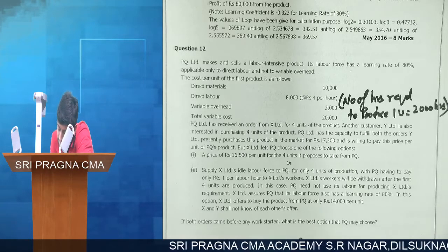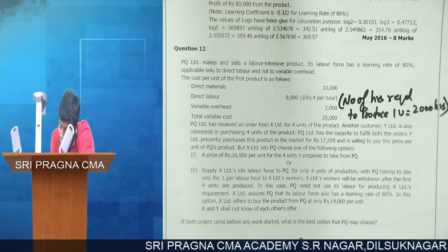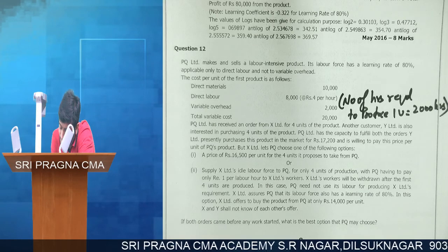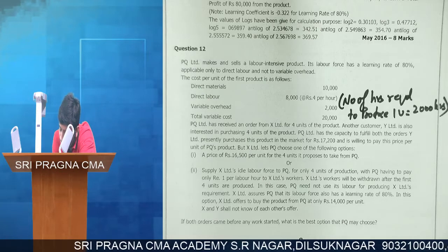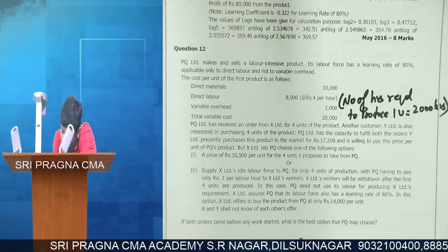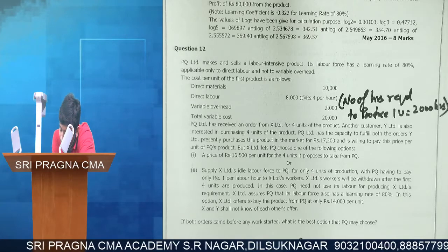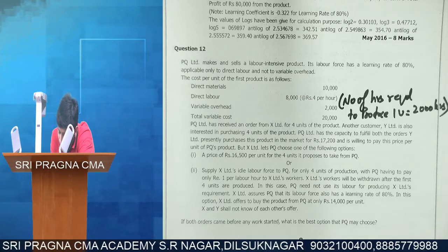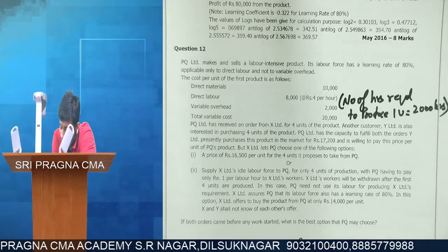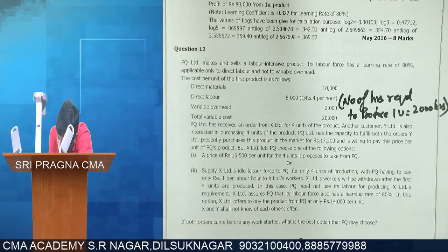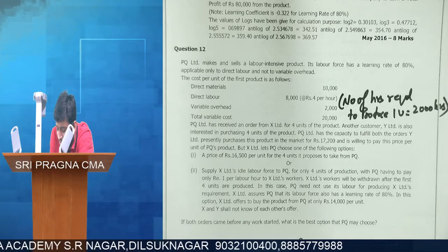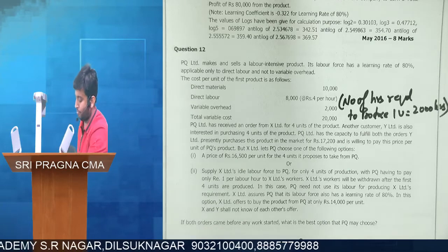X Limited workers will be withdrawn after the first 4 units are produced. In this case, PQ need not use its labor for producing X Limited's requirement. X Limited assures PQ that its labor force also has a learning curve of 80%. In this option, X Limited offered to buy the product only at 14,000 per unit. X and Y shall not know of each other's offer. If both orders came before any work started, what is the best option that PQ may choose?